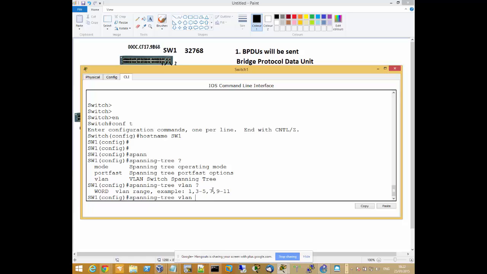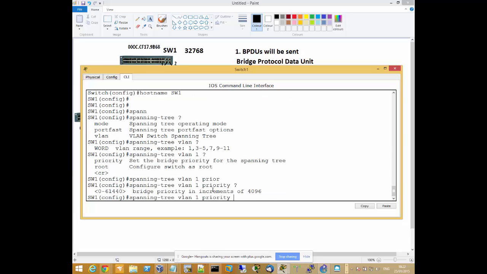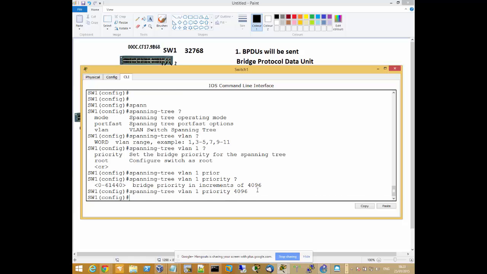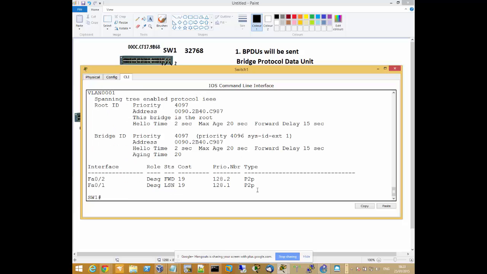Okay. So we've got spanning tree VLAN. So actually, you're right, Imran. Yeah, exactly. That's it, Powell. So if I go spanning tree VLAN 1 priority, and I look at this, it says I can set the priority in increments of 4096. So let's say I change this priority to 4096. And I press enter.